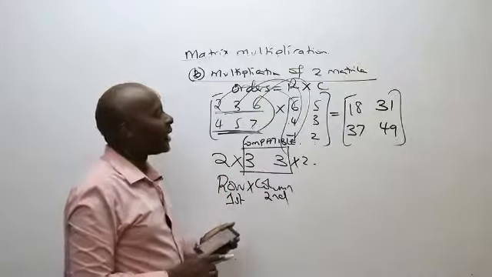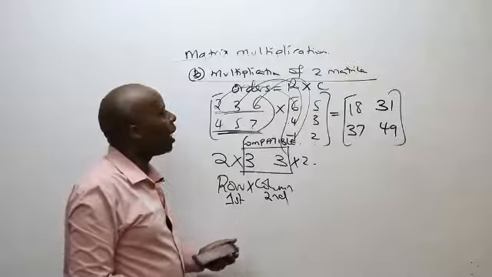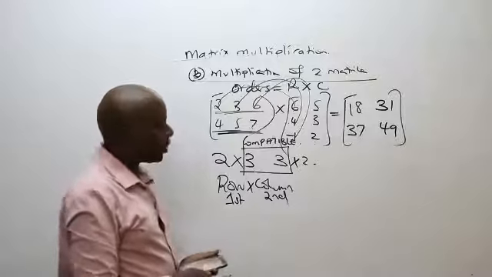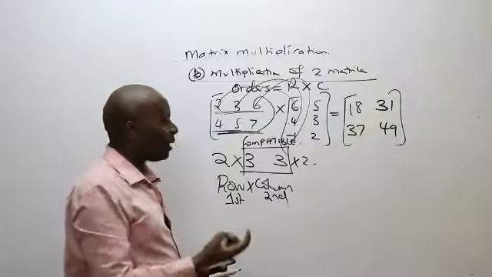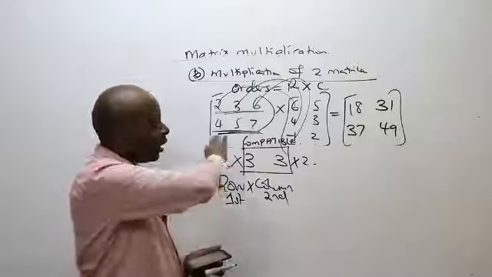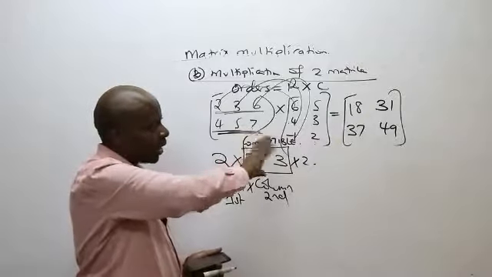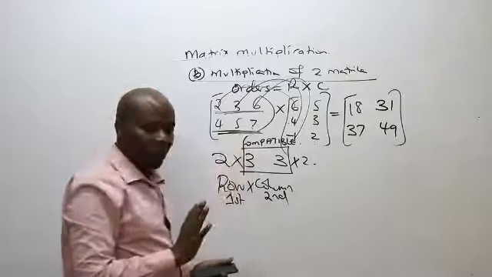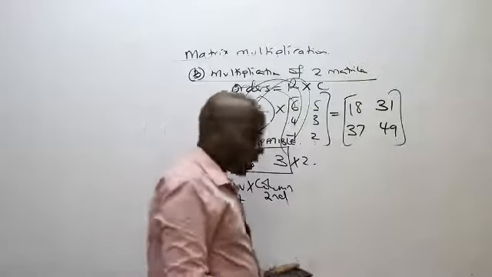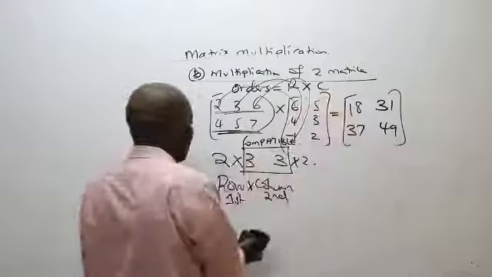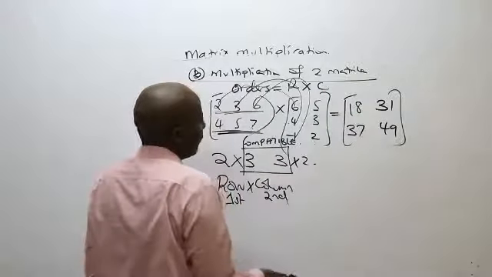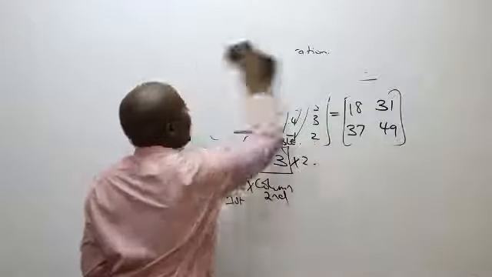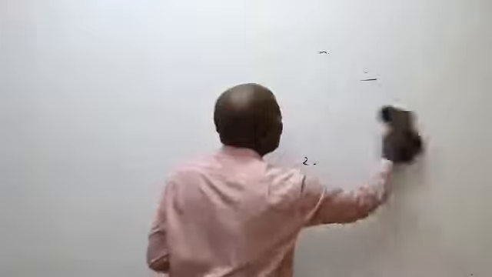Now, ladies and gentlemen, that is all as regards multiplication of matrices. As regards multiplication of matrices, what am I supposed to know? The compatibility assessment. And then number 2, how do we navigate this concept? Rows of the first matrix being multiplied by the columns of the second matrix. Matrix multiplication.